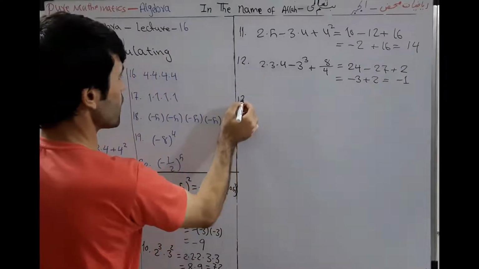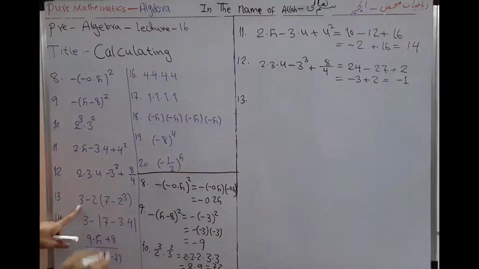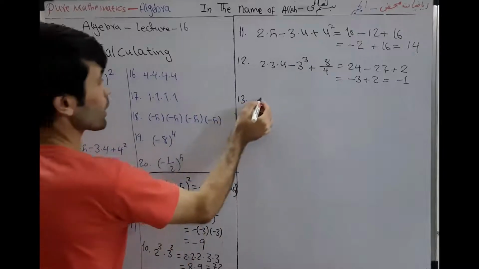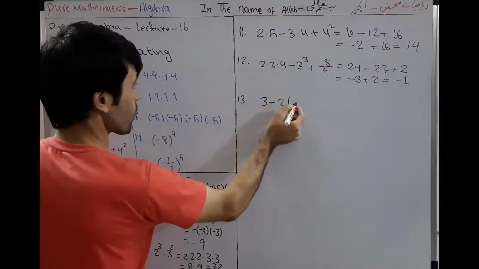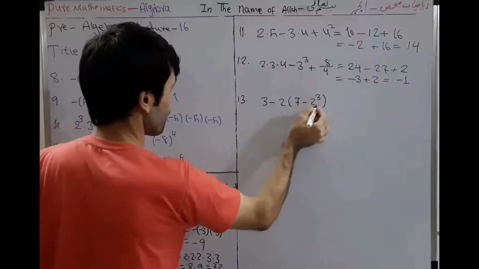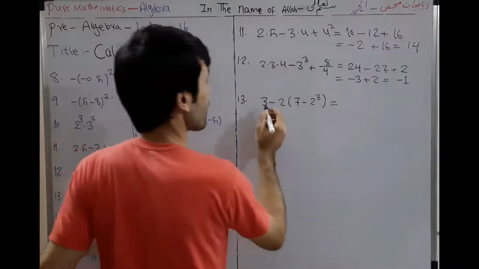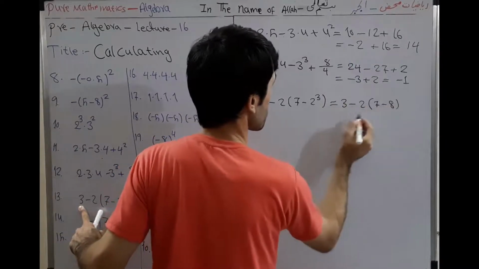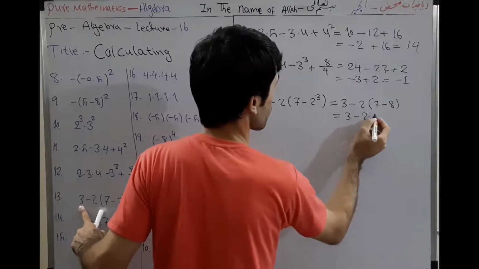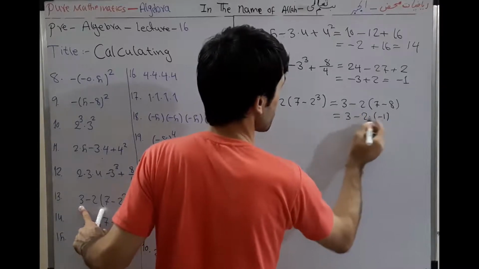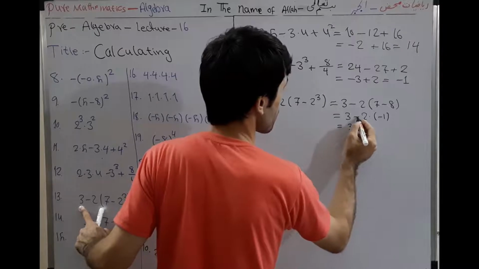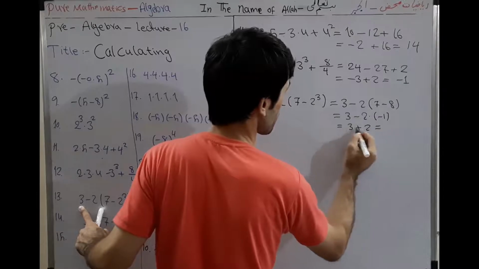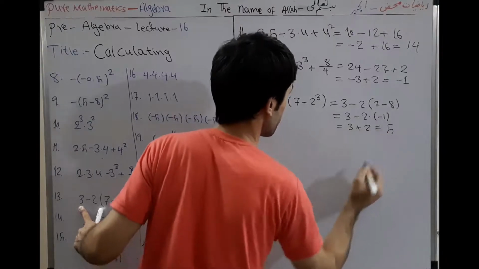Number 13: 3 minus 2 into 7 minus 2 cube. We can write 3 minus 2 into 7 minus 2 cube. It is equal to 3 minus 2 into 7 minus 8. It is equal to 3 minus 2 into 7 minus 8, minus 1. Minus multiplied by minus is plus, so 2 multiplied by 1 is 2. It is equal to 3 plus 2. It is equal to 5.